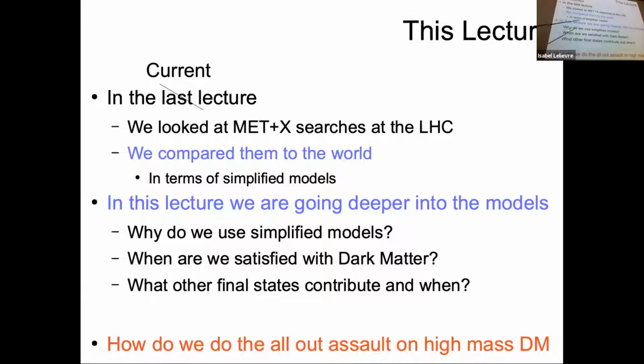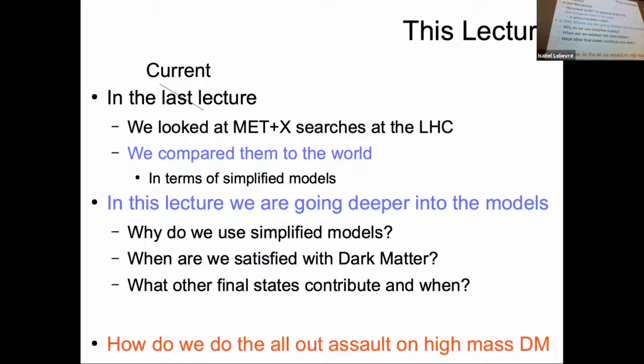So I want to go deeper into the models, and I want to discuss some of the issues, right? Why are we using these simplified models, and why are we not using perhaps full models? And then I want to ask more about when are we going to be satisfied? When are these searches actually fully sensitive, right? When can we declare victory?